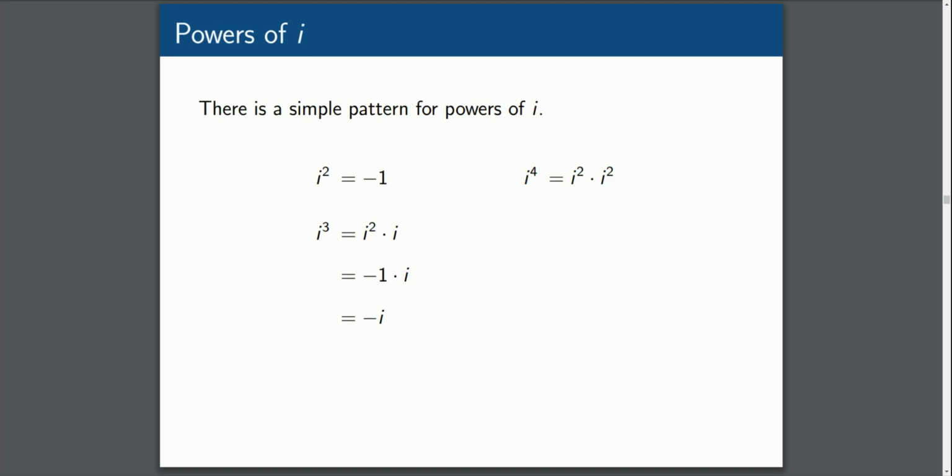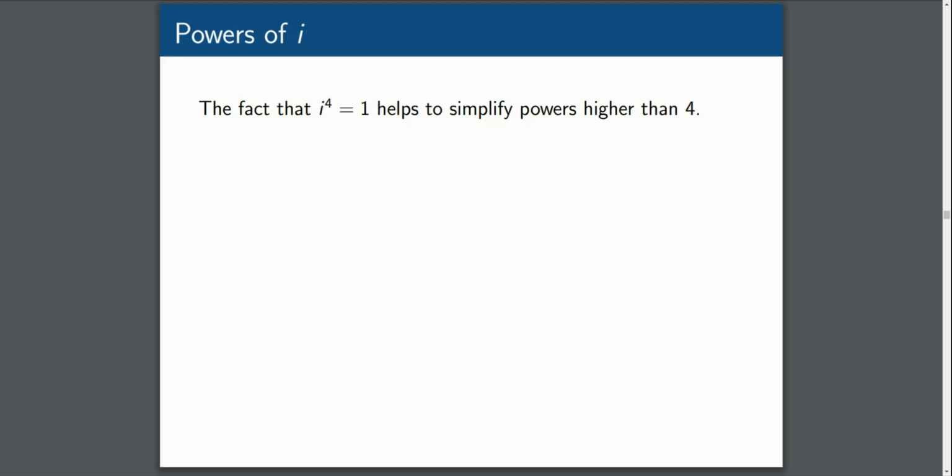Next step, i to the fourth. I'm going to break that down as i squared times i squared. Each of those numbers is minus 1. And when I carry out the last multiplication, the result is just 1. Again, what I just found is going to be very important. Whenever I multiply by 1, I don't change anything about my answer. So the fact that i to the fourth power is just 1 is going to make the rest of my calculations very easy. Let me show you what I mean.